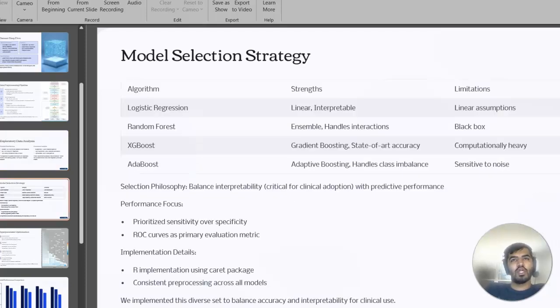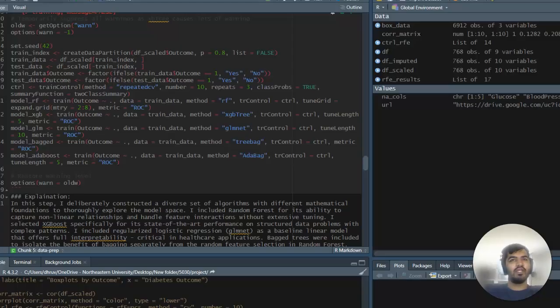Now let's move on to model building. For model building, I deliberately constructed a diverse set of algorithms with different mathematical foundations to thoroughly explore the model space. I implemented random forest for its ability to capture non-linear relationships and handle feature interactions. Then I chose XGBoost, known for strong performance on structured data with complex patterns.